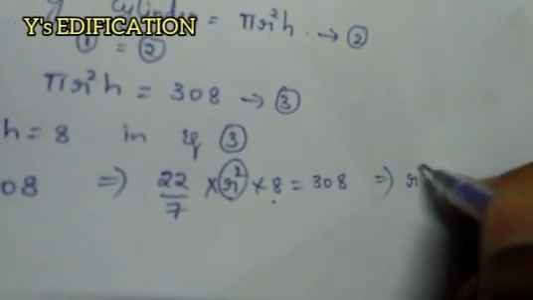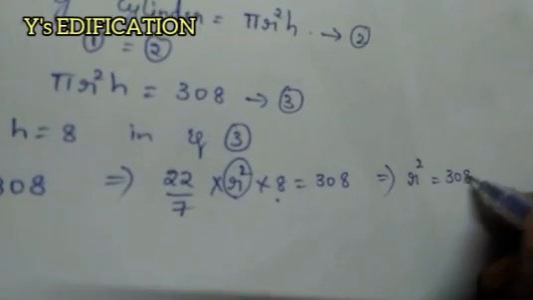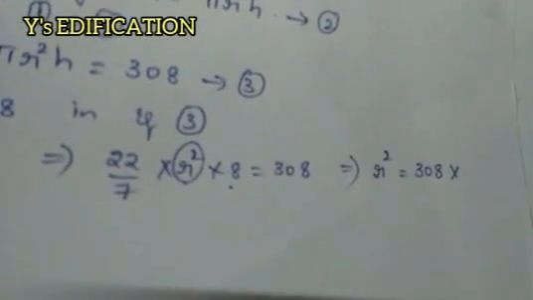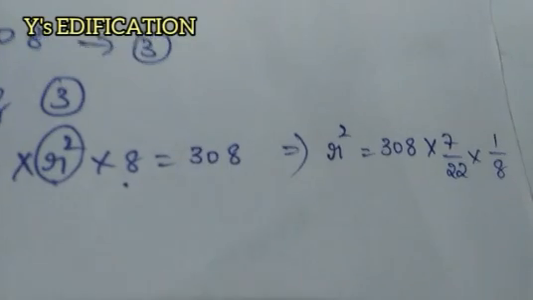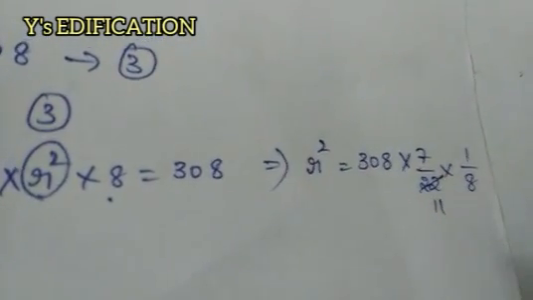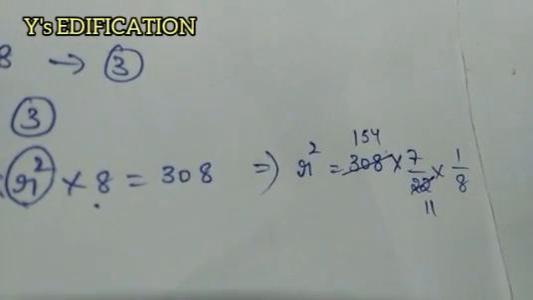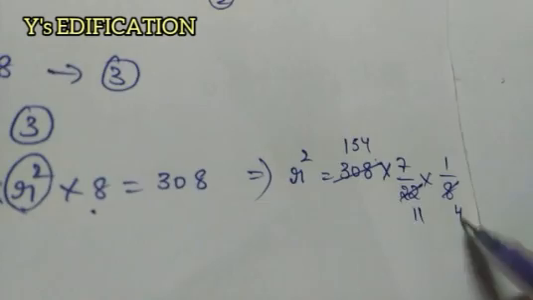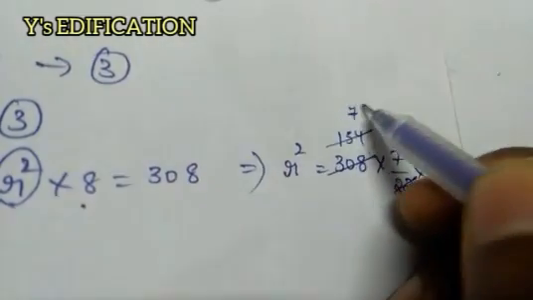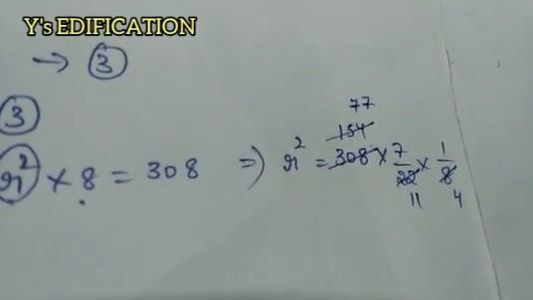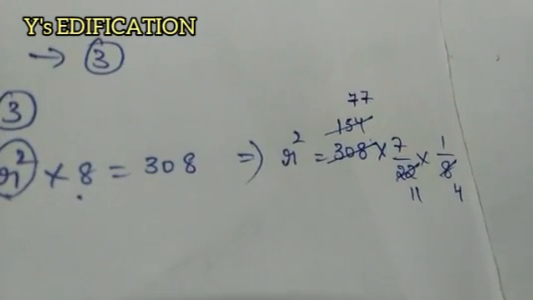So how can we write this? r square is equal to 308. This is 22/7. If we transpose it to RHS, what will it become? 7/22. And 8 is 1/8. Okay. Cancel this. 2 11s are 22. 2 154s are 308. Next, 2 4s are 8. 2 77s are 154.